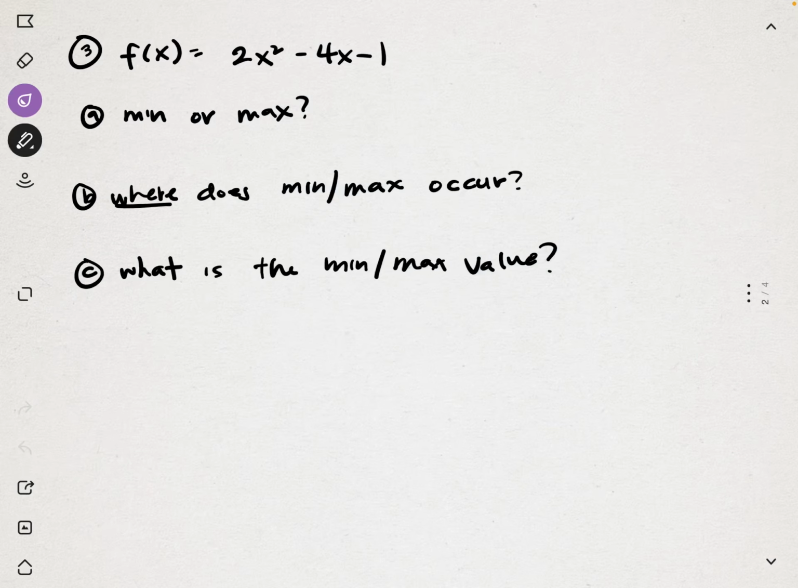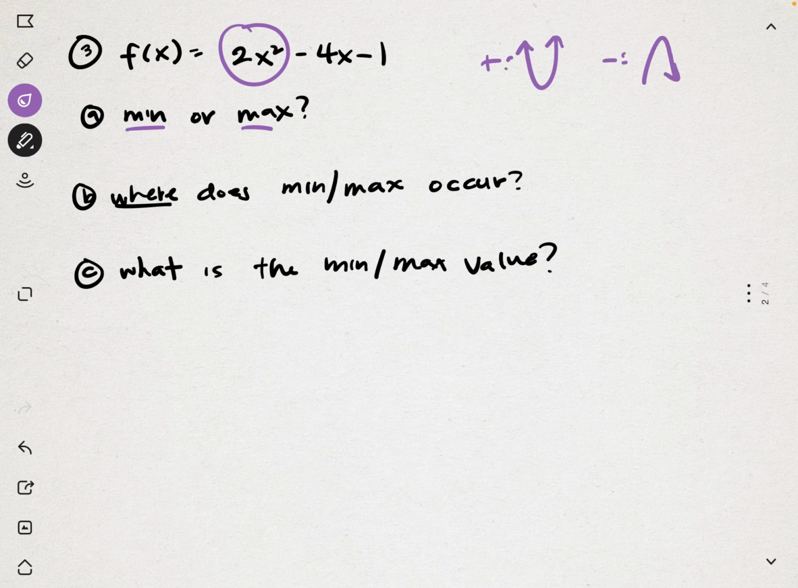All right, for number 3, we have f of x equals 2x squared minus 4x minus 1. And what it's asking us is, is this a min or max? Okay, so we're looking at the leading coefficient. Anytime we have a positive leading coefficient, we know it's opening upwards. If it were negative, then it would be opening downward. So in this case, it's positive. It's opening upward. Therefore, we have a point on our parabola which is the lowest point that we have. So this is going to be a minimum.